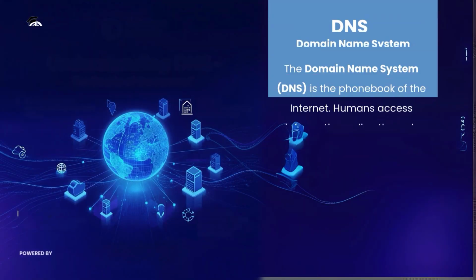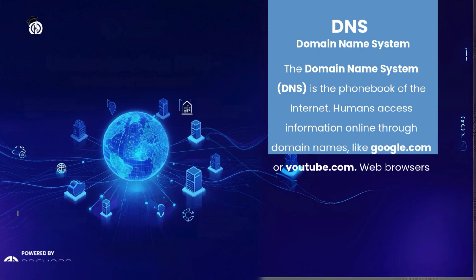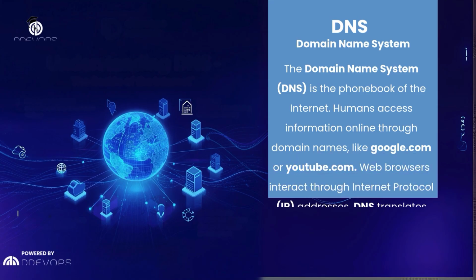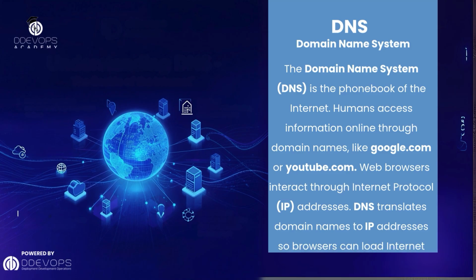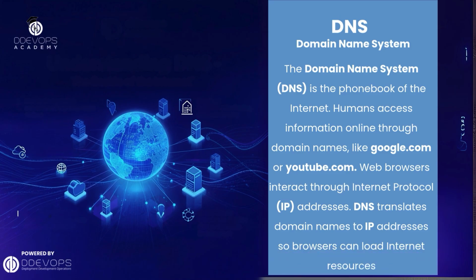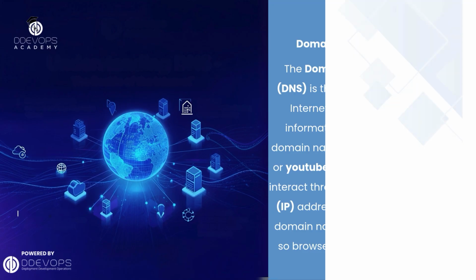DNS. The domain name system, DNS, is the phonebook of the Internet. Humans access information online through domain names, like google.com or youtube.com. Web browsers interact through Internet Protocol, IP, addresses. DNS translates domain names to IP addresses so browsers can load Internet resources.